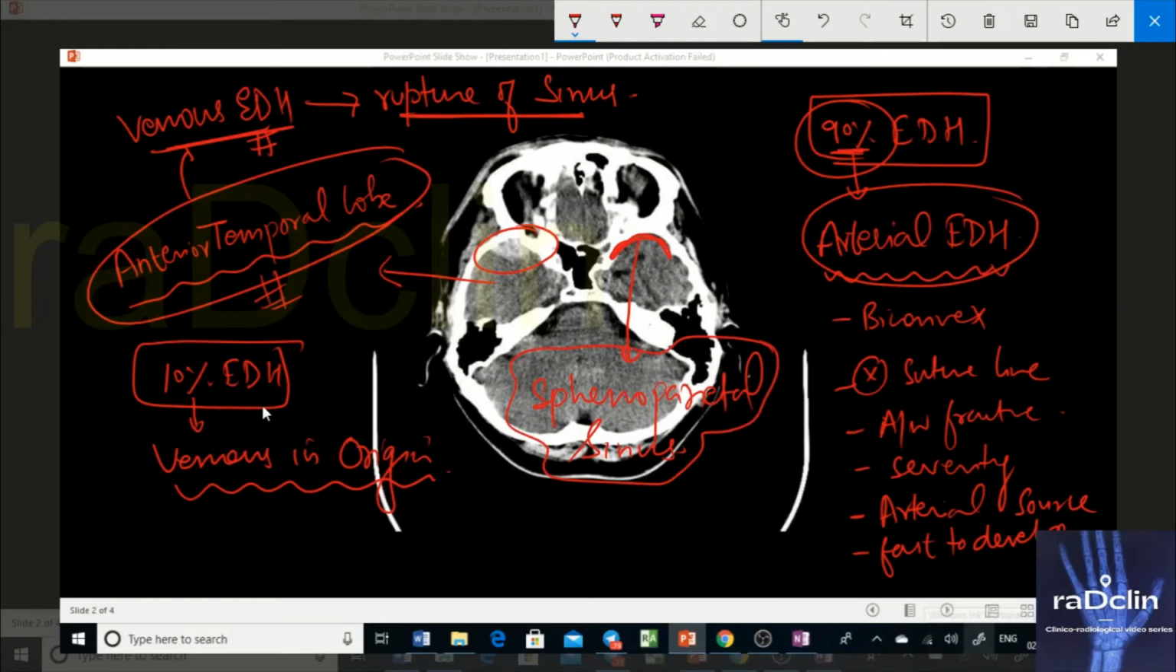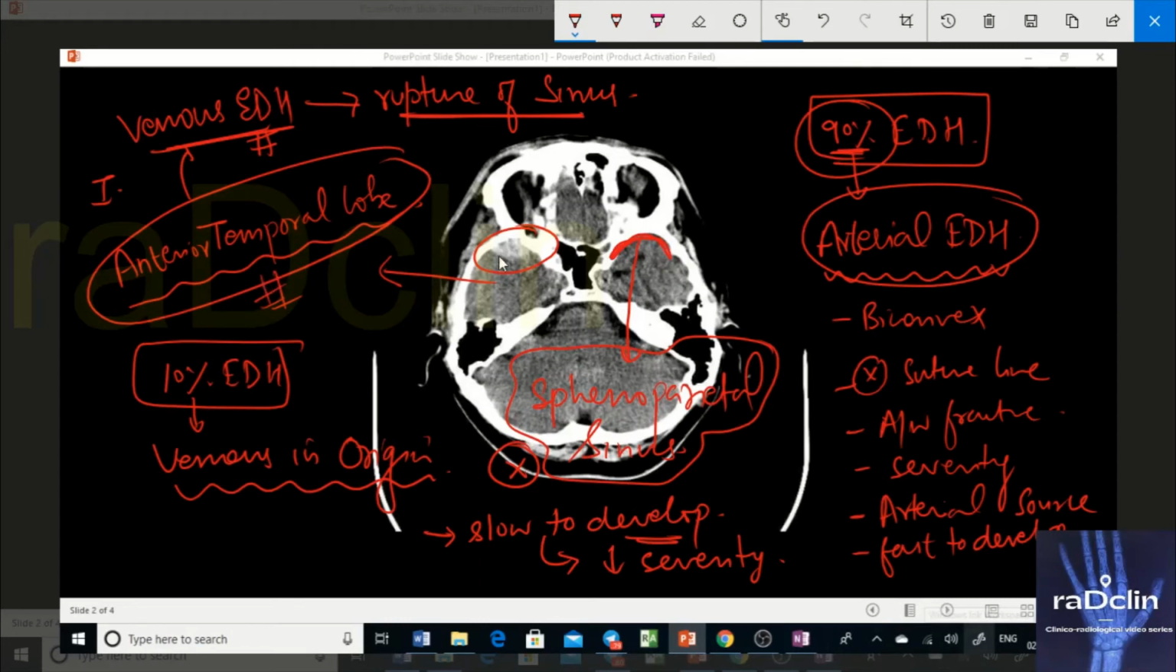There are three important venous EDH that I am going to tell. One of these, shown in the question, is the anterior temporal EDH, from rupture of the sphenoparietal sinus. Now try to understand: the source of bleed is a vein or a sinus, so the pressure is low. So the venous EDH will be slow to develop, which will cause decreased severity. That is why anterior temporal lobe EDH are typically asymptomatic or with mild symptoms, and they recover, or have a benign course basically.